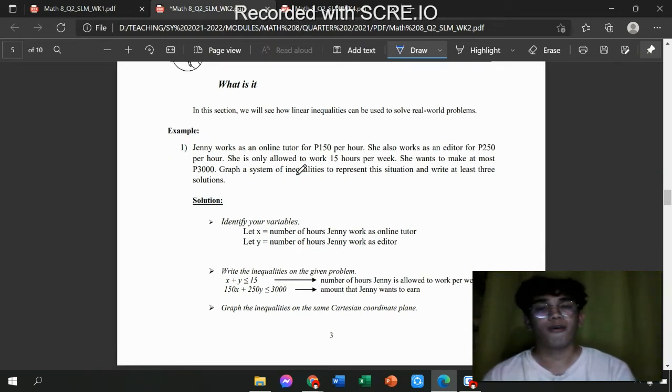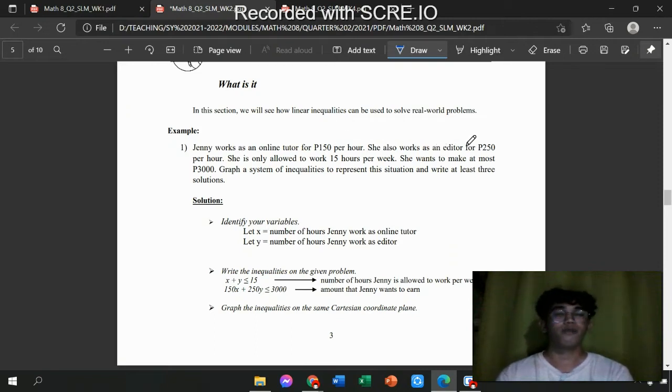Jenny works as an online tutor for 150 pesos per hour. She also works as an editor for 250 pesos per hour. She is only allowed to work 15 hours per week. She wants to make at most 3,000 pesos. Graph a system of inequalities to represent the situation and write at least 3 solutions.